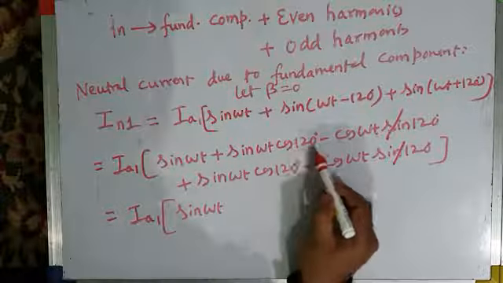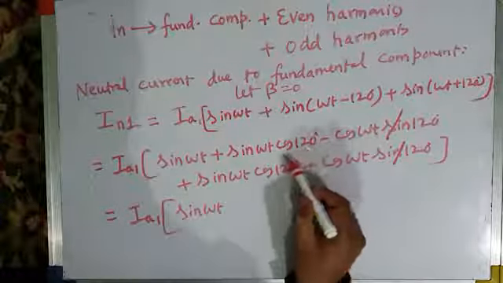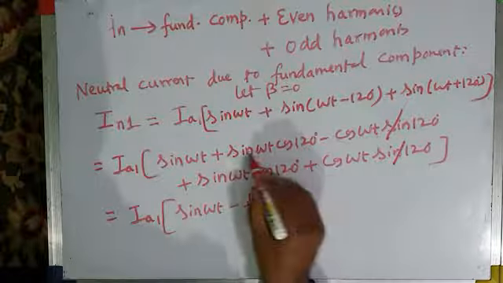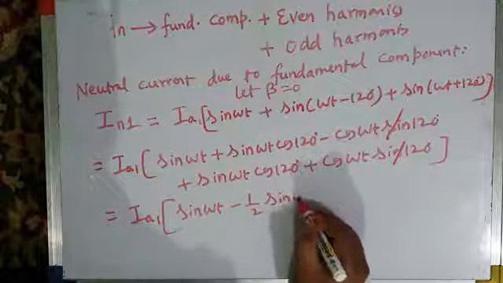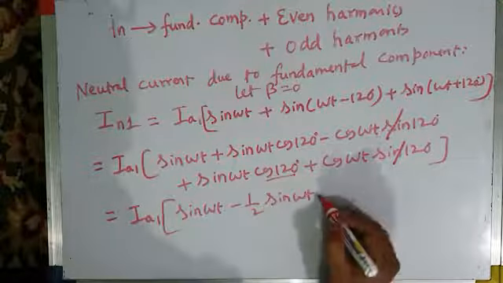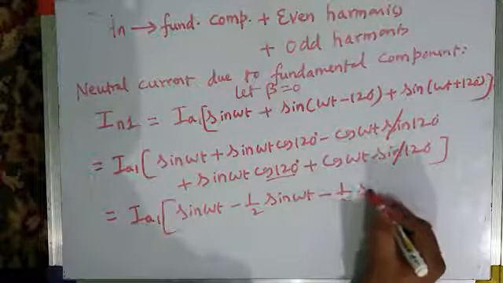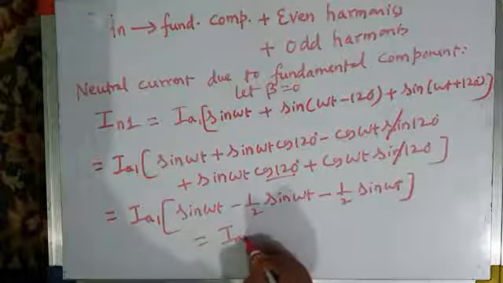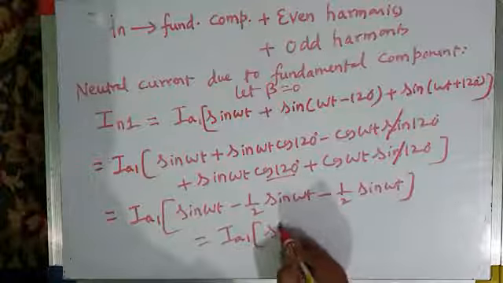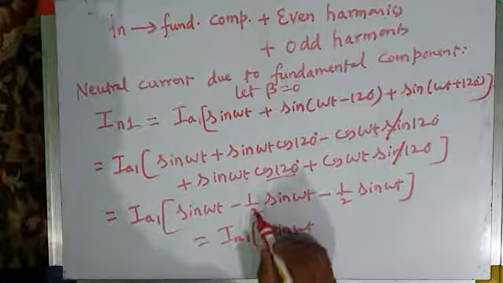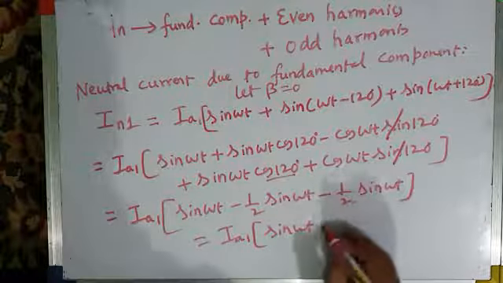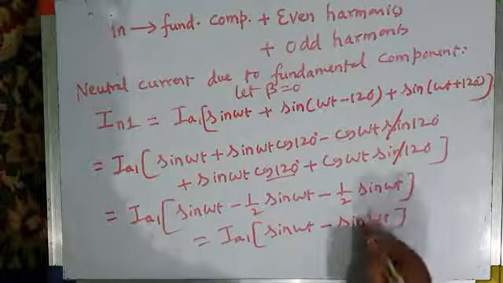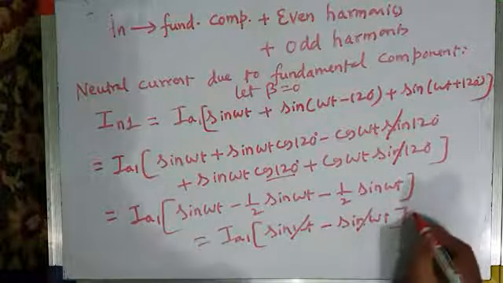Now what is cos 120 degrees? If you use your calculator and find cos 120 degrees, that is minus 1 by 2. So minus 1 by 2 into sine omega t. Similarly here you have cos 120 degrees, which is minus 1 by 2 sine omega t. So that is equal to IA1 into sine omega t. What is minus 1 by 2 minus 1 by 2? That is minus 1. So minus sine omega t. So minus sine omega t cancels with plus sine omega t, that is 0.